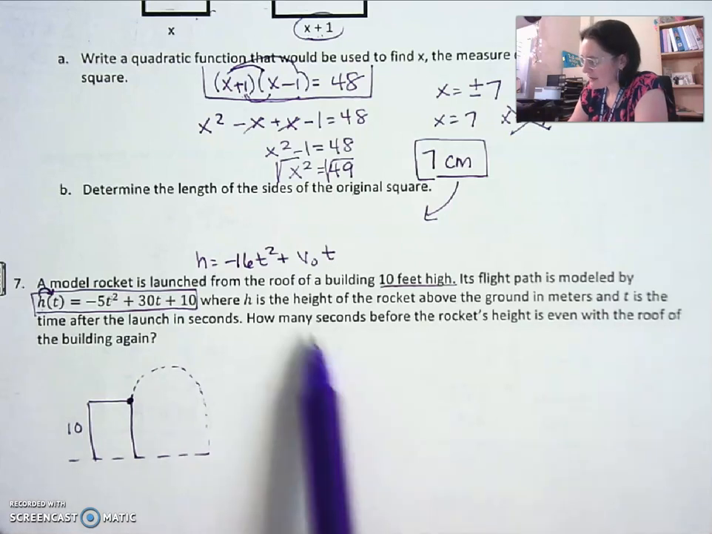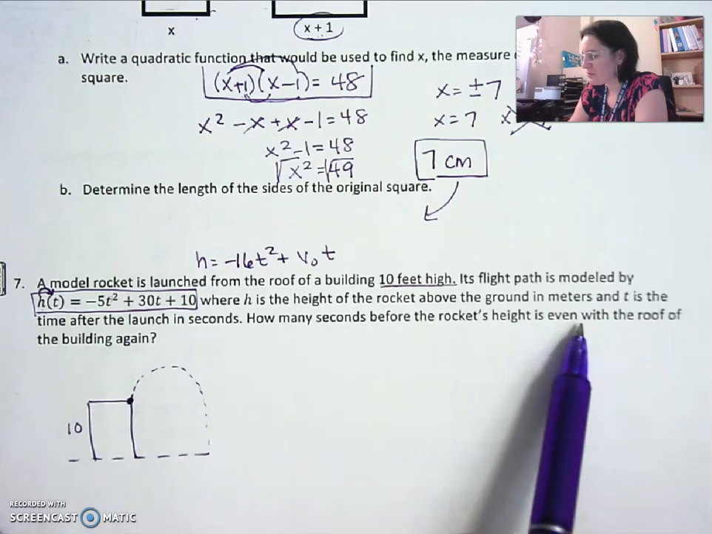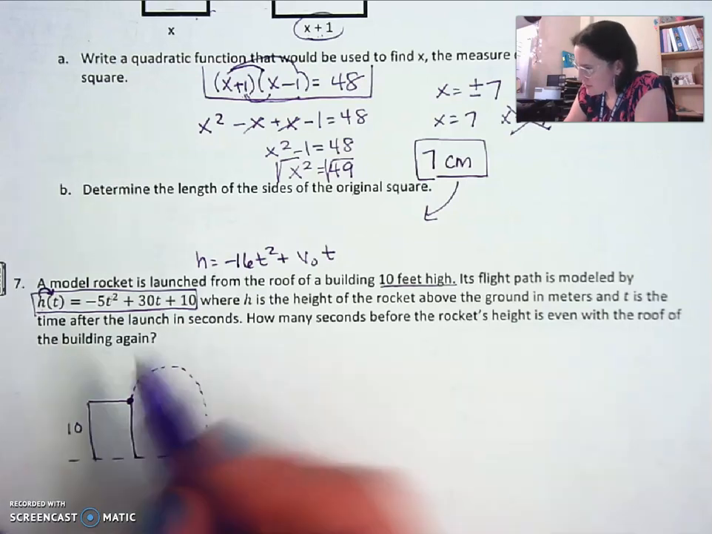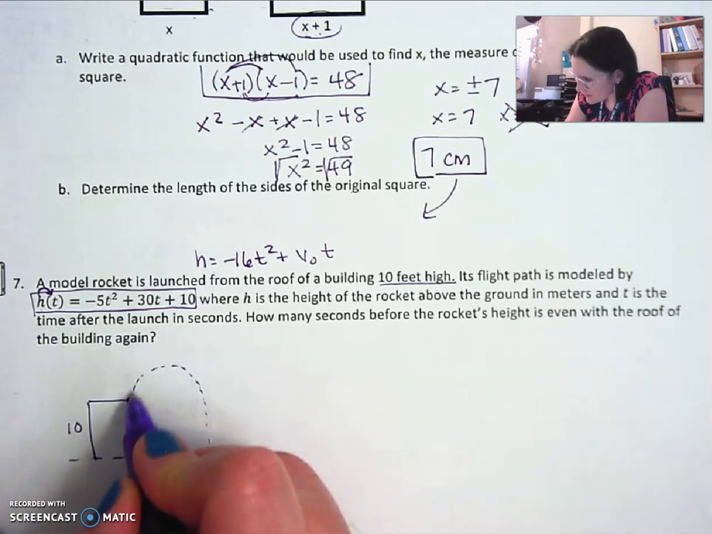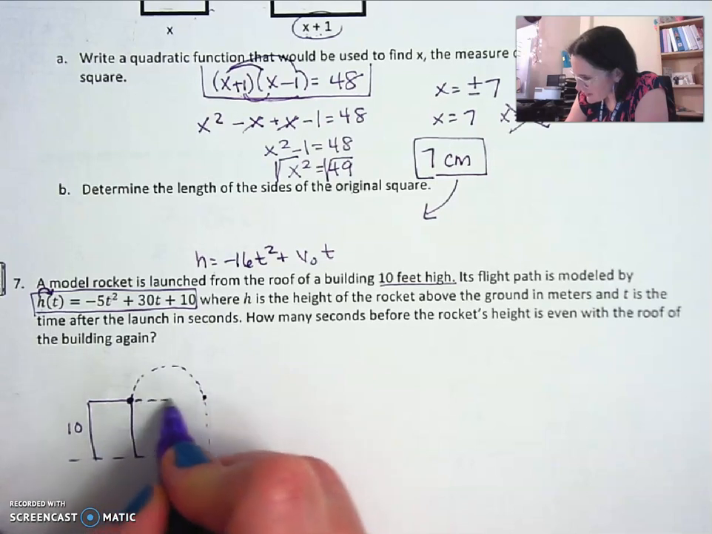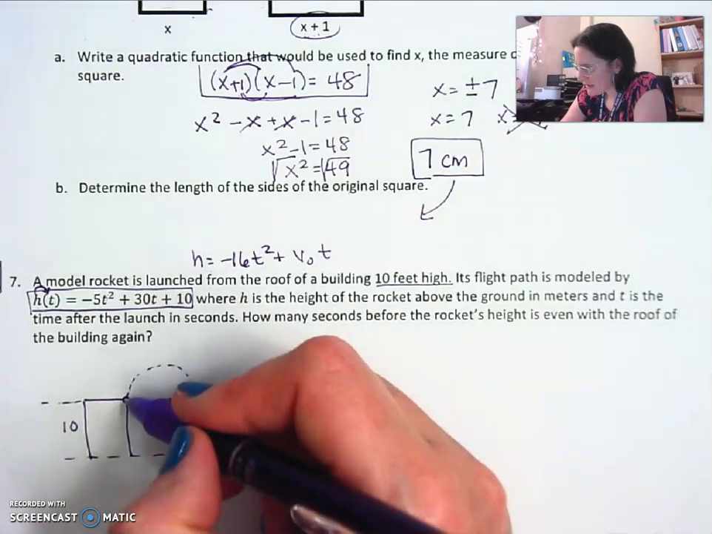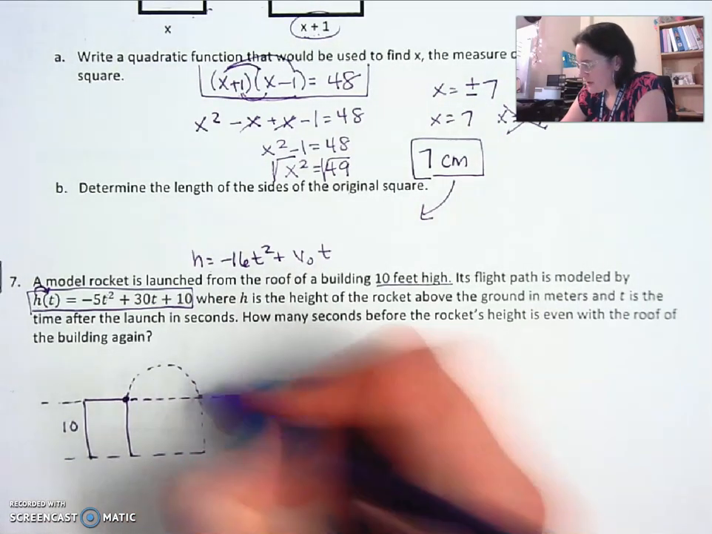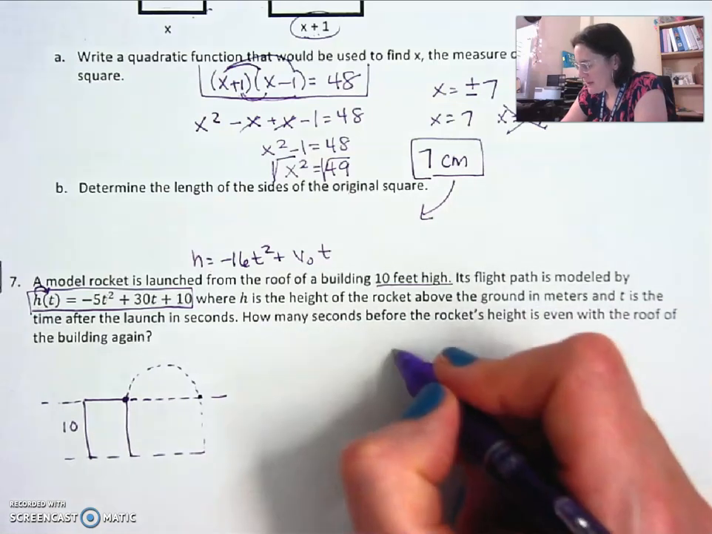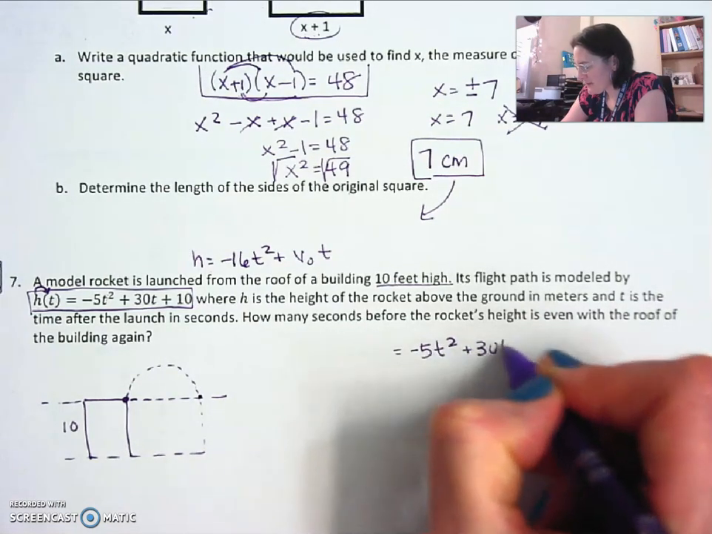But the problem is asking me how many seconds before the rocket's height is even with the roof of the building again. So it starts on the roof and then it goes here, and here is where it is even with the roof again. So it's asking me what is the time that it takes to go from here to here. So I know I need to solve for t. That's my unknown. So I'm going to leave it t.